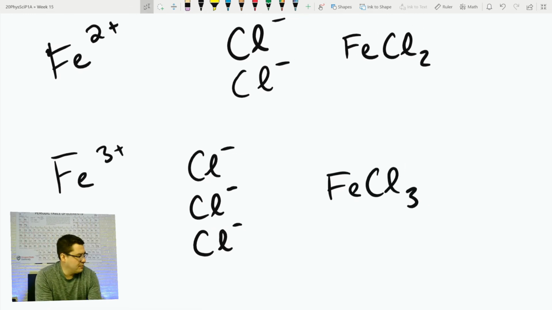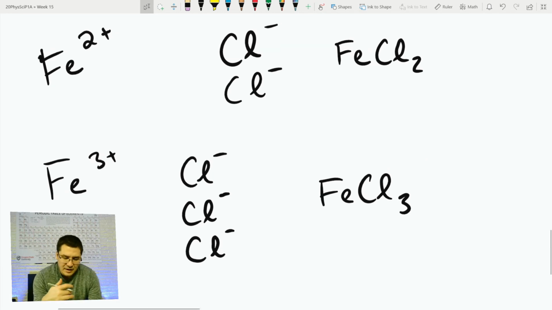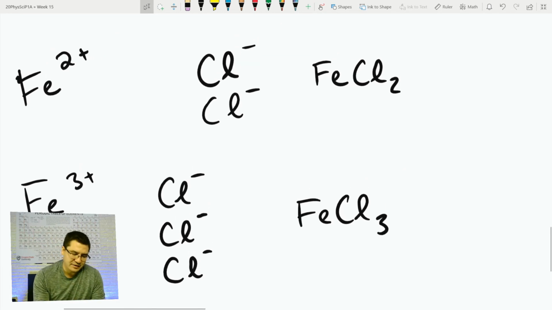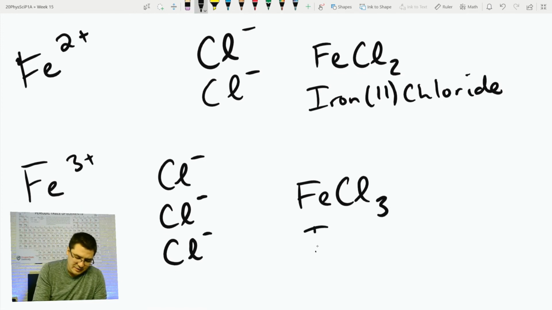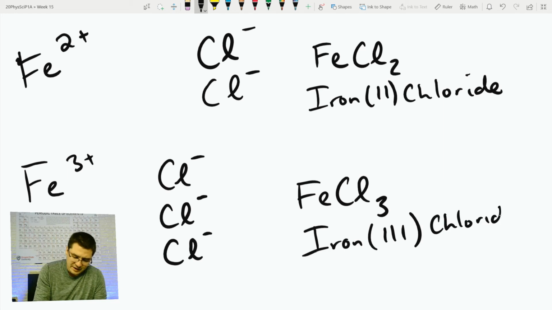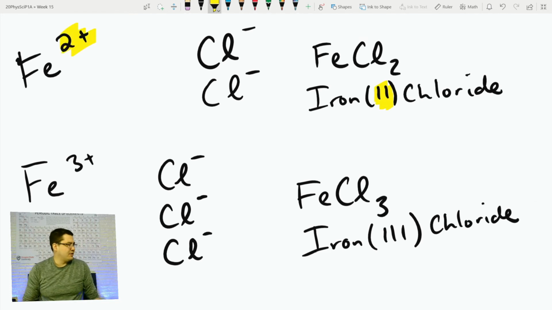Now, these are 2 different compounds with different properties, and we would have to name them differently. It turns out, and we talk more about this if you go on to take chemistry, which we hope you take at some point in high school, this would be called iron 2 chloride. And this one would be called iron 3 chloride, and I use Roman numerals. This 2 matches the charge. That Roman numeral tells me I have an iron with a 2 plus charge, and this 3 tells me I'm talking about an iron with a 3 plus charge.